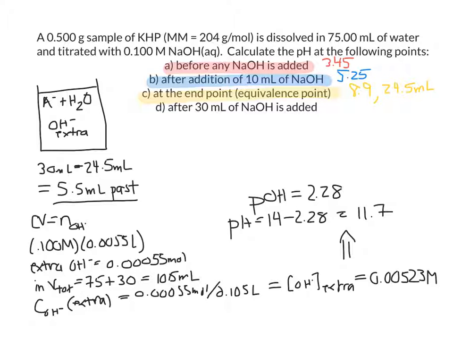11.7. And that is pretty much what we would expect because we're past the equivalence point. And so we would expect to have had a big jump in pH and to be leveling off near the highest pH that water can achieve, which is around 12 to 13 pH units.